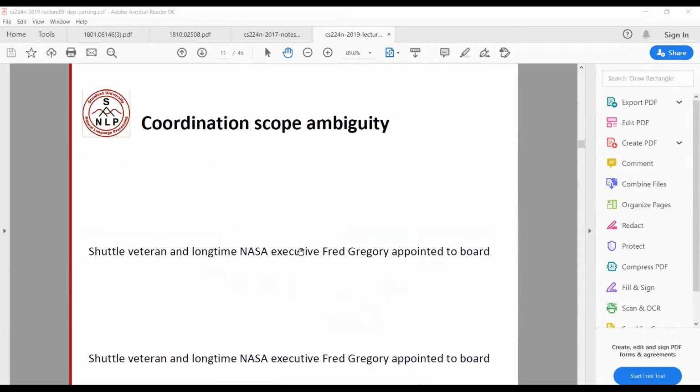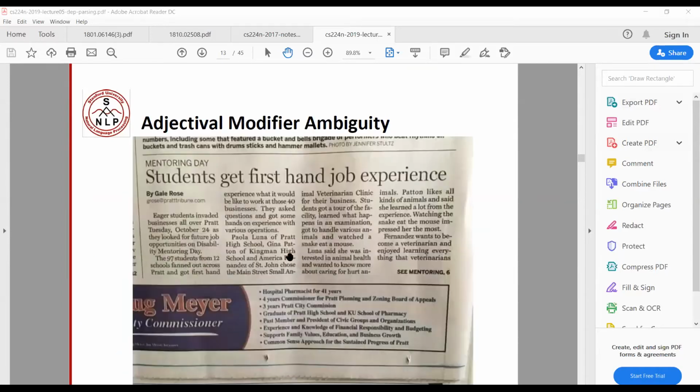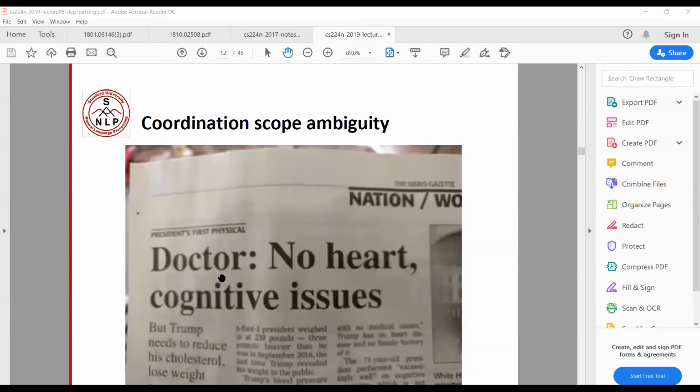Coordination, scope, ambiguity. Well, we know about ambiguity. Doctor, no heart, cognitive issues. A doctor has no heart and the doctor has cognitive issues, or the doctor says no heart or cognitive issues. This is about President Trump, and this is of course the doctor's verdict. I know that. But if you look at this phrase, you can say it means the doctor has no heart but has cognitive issues, or that the doctor said there's no heart or cognitive issues about some patient, which in this case is Trump. So that's what he's talking about, ambiguity.